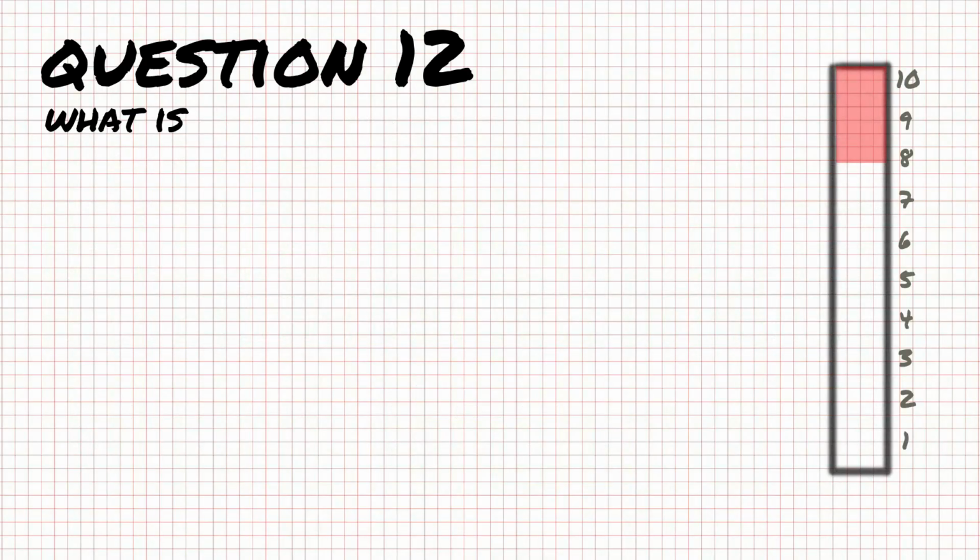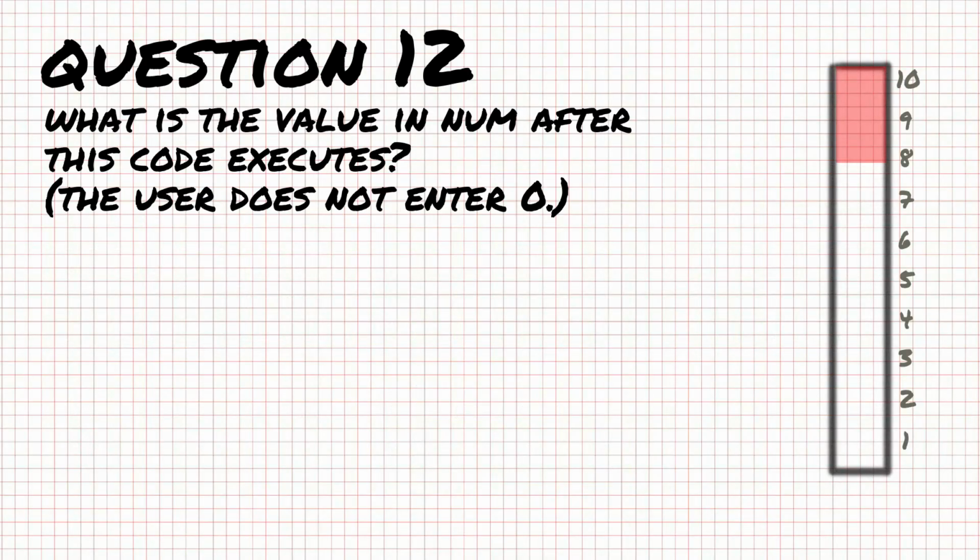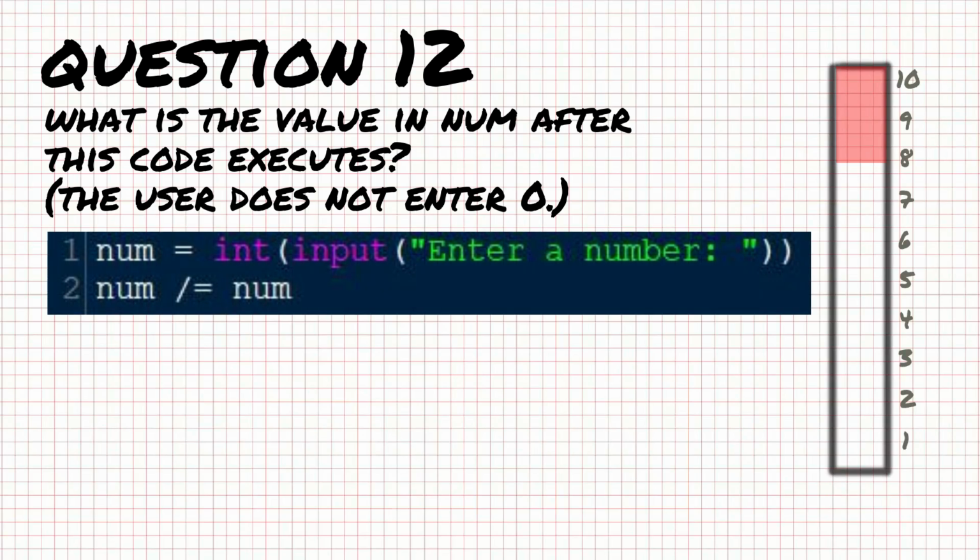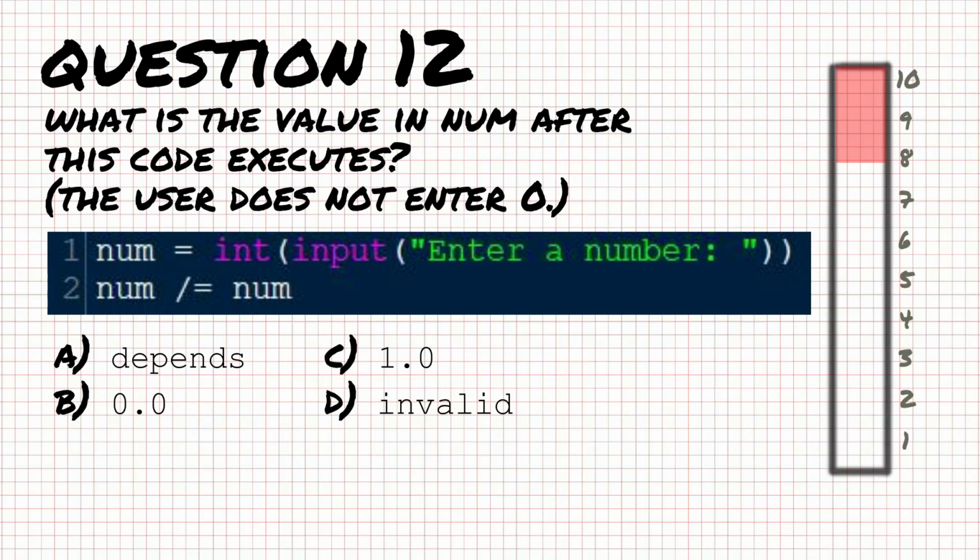Question 12. What is the value in num after this code executes? Assume the user does not enter 0. num = int(input("enter a number")), num /= num. Is it A, depends on what the user entered, B, 0, C, 1, or D, this is an invalid operation?